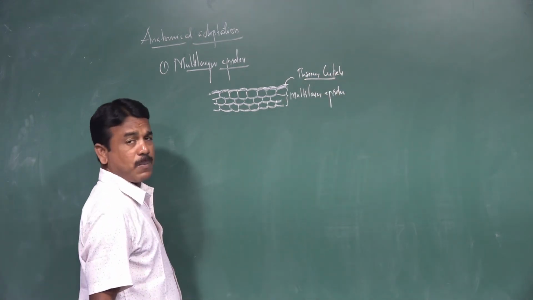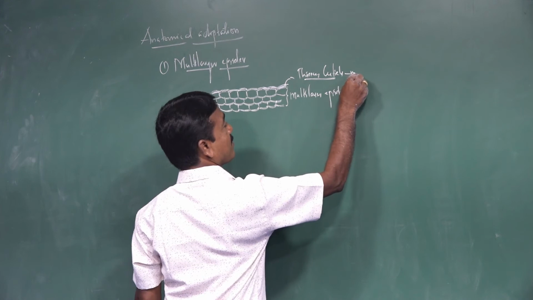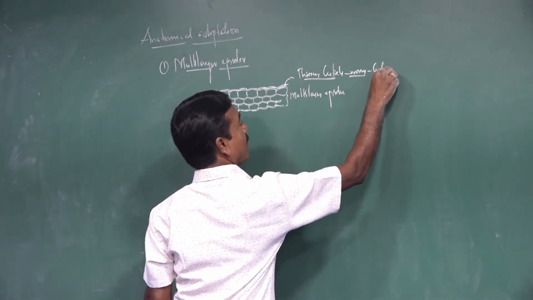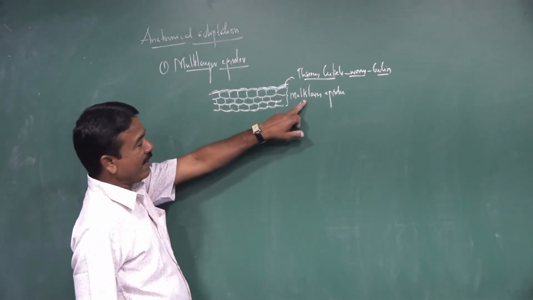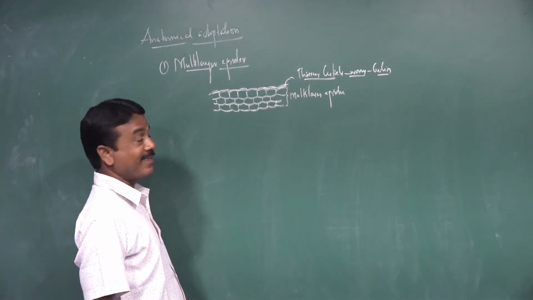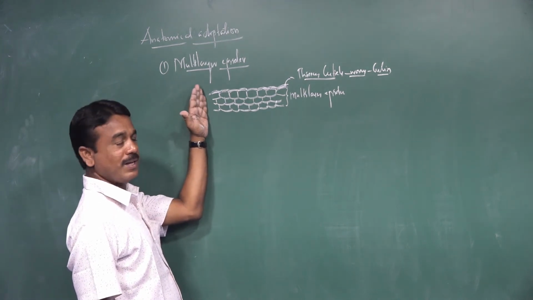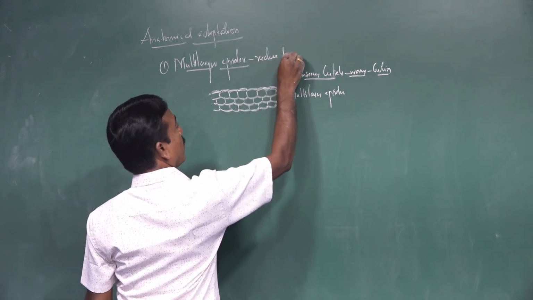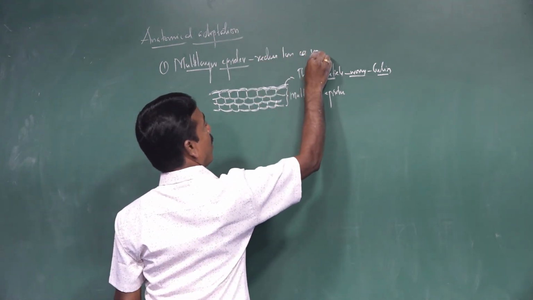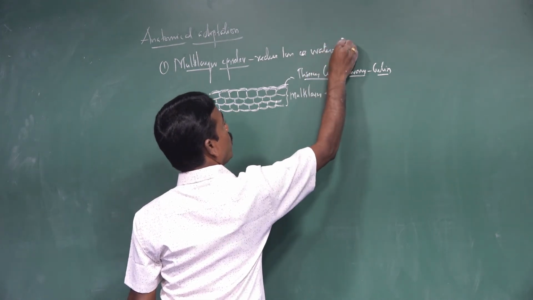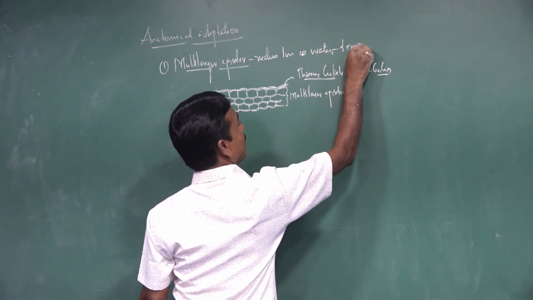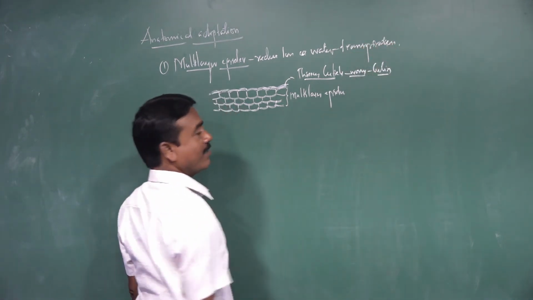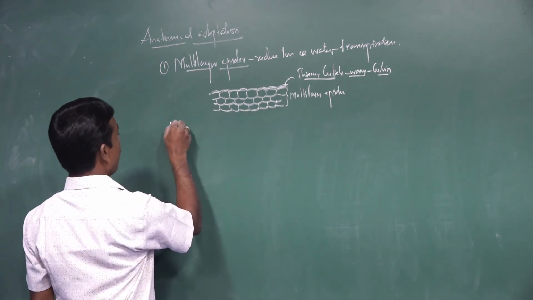That cuticle is made up of a special waxy substance, cutin. So a multi-layer epidermis along with the cutin is there. That kind of structural adaptation is responsible for reducing loss of water during transpiration. This is the first anatomical adaptation.